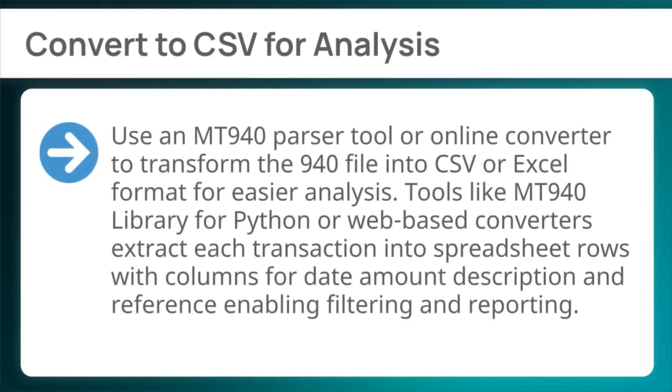Finally, convert to CSV for analysis. Use an MT940 parser tool or online converter to transform the 940 file into CSV or Excel format for easier analysis. Tools like the MT940 library for Python, or web-based converters, extract each transaction into spreadsheet rows with columns for date, amount, description, and reference, enabling filtering and reporting.